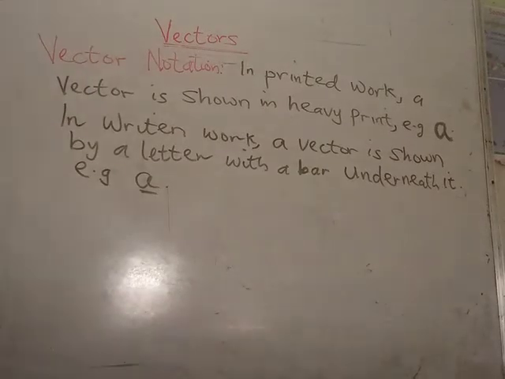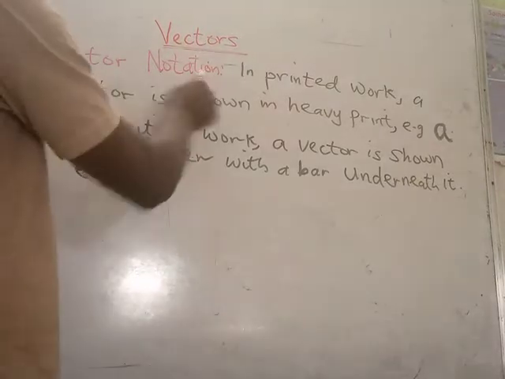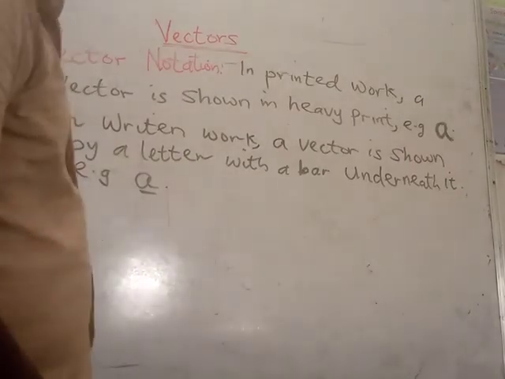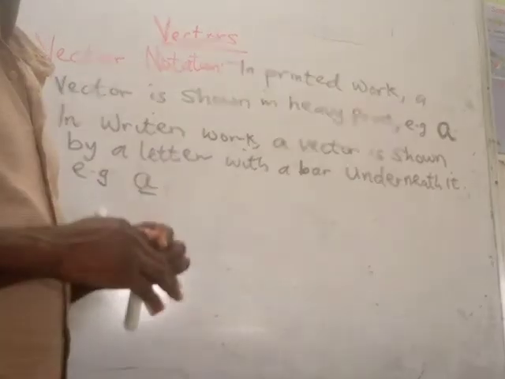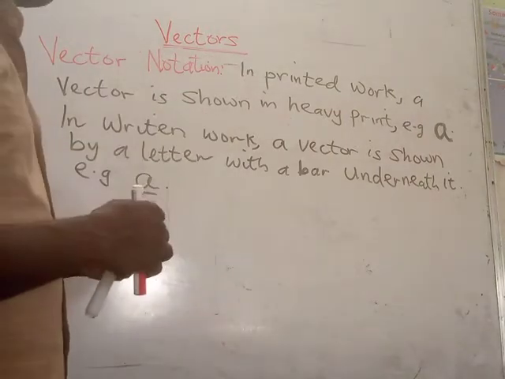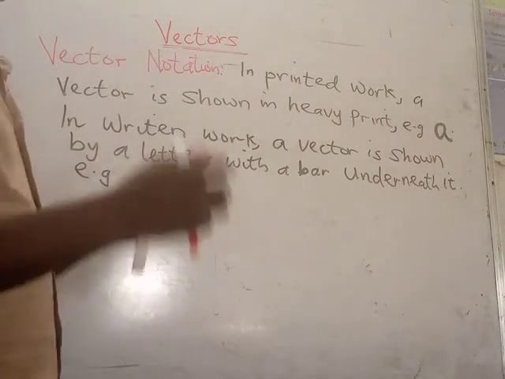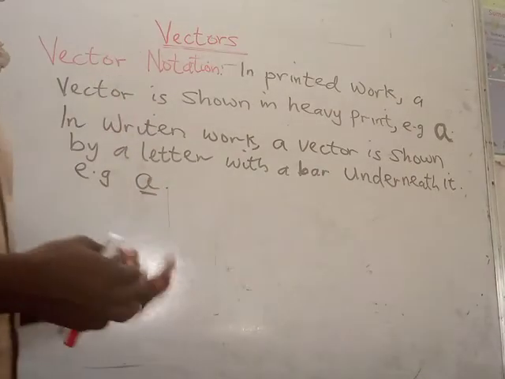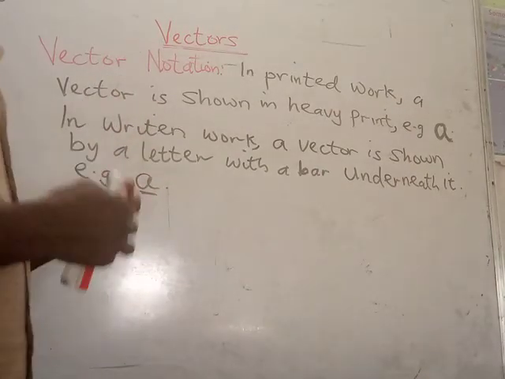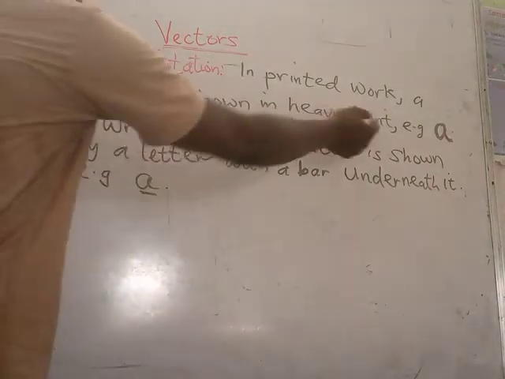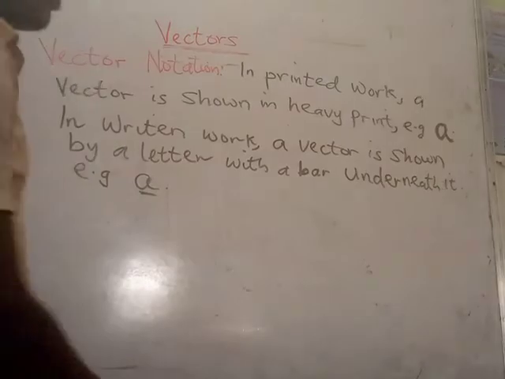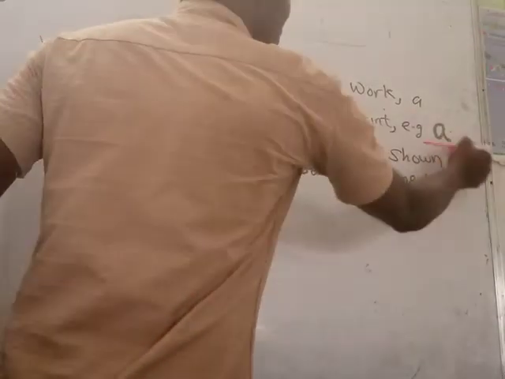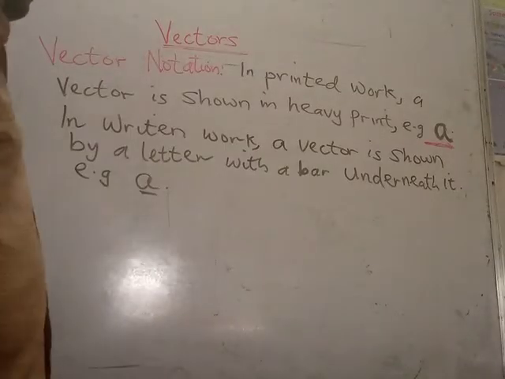So let us look at vector notation. Vector notation means the way we write the vector. In printed work, that is, the work that is printed on computers or on hard copies, a vector is shown in heavy print, that is, in bold. For example, you can see this. This represents a vector A.